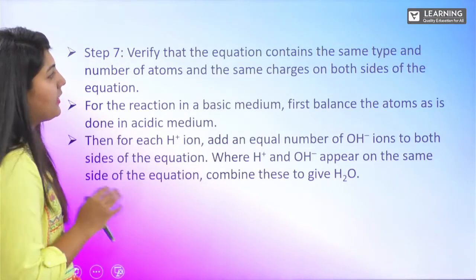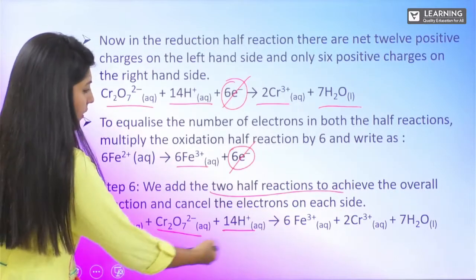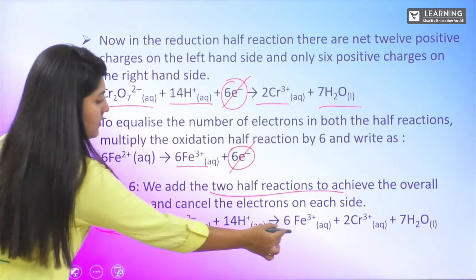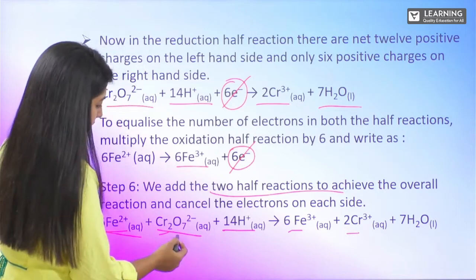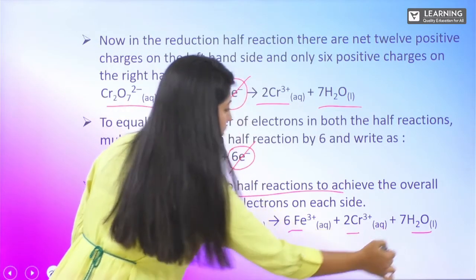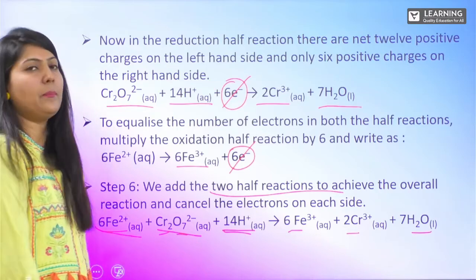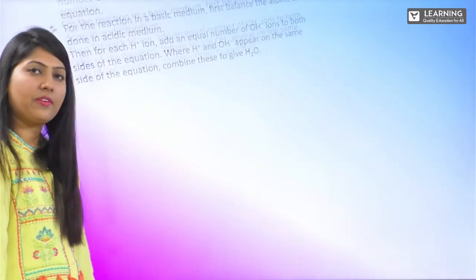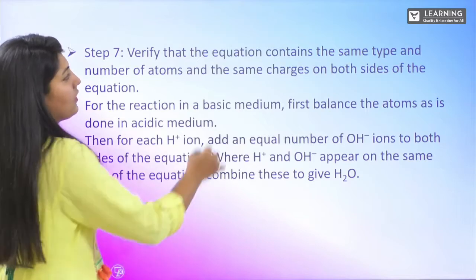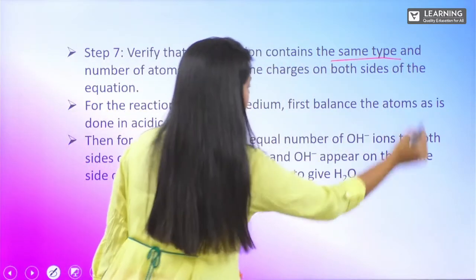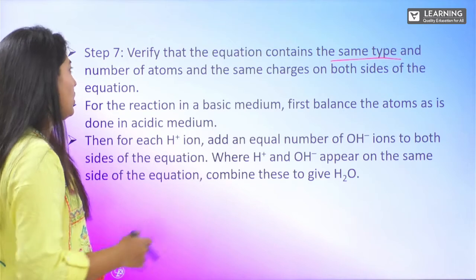So next, verify the equation contents. Whatever we have here, we need to verify: 6 Fe, 2 Cr, 7 O, and 14 H. So it has been balanced. Whenever we balance an equation, we need to verify whether all the atoms of the same kind are balanced or not.